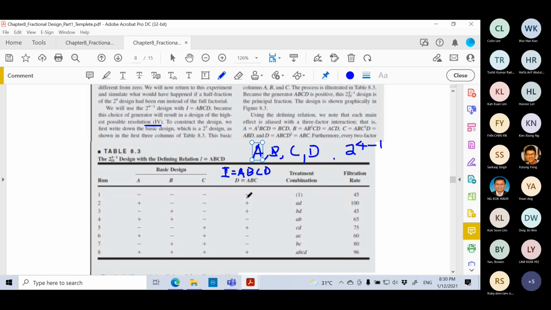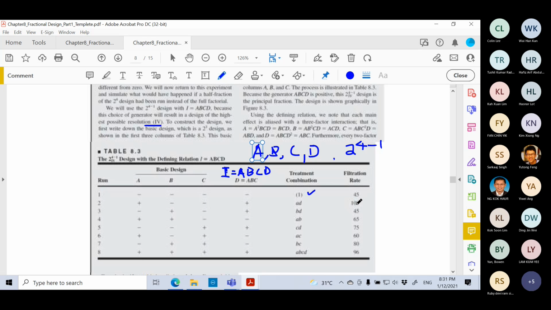So once you get the sign, you already know what are the treatment combinations you're going to run for the 1/2 fraction. So this one, all negative, is treatment number 1. If only A is positive and the D is positive, therefore we have AD, and so on. So when they decide for this design, then they're going to run this type of treatment combination. They obtain the result of the filtration rate as 45, 100, and so on. So these are the results they have. So we run all these 8 runs.